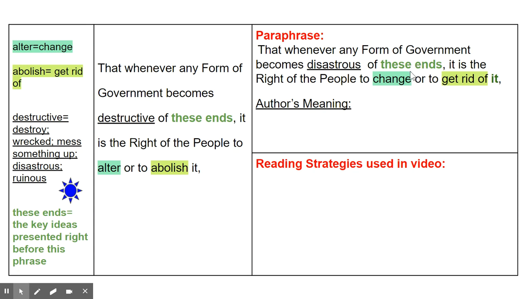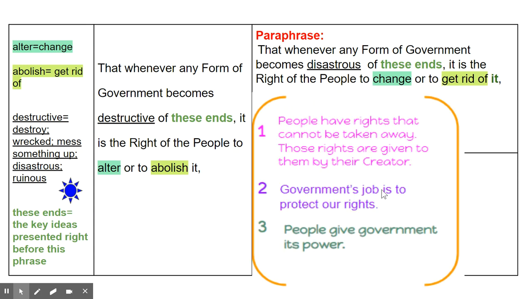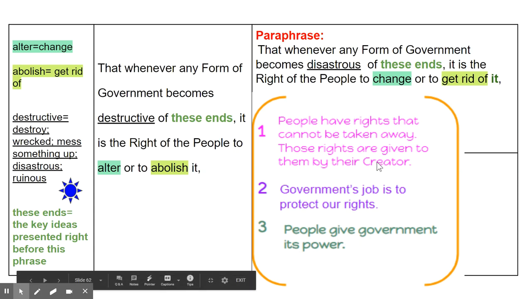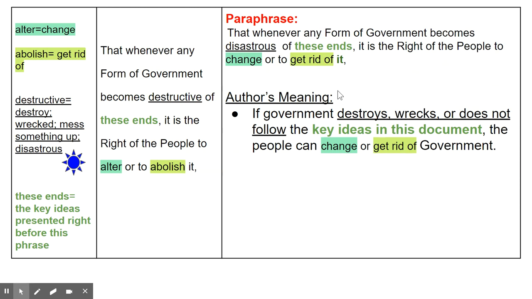And I'm going to substitute it in the paraphrase, that whenever any form of government becomes disastrous of these ends, it is the right of the people to change or get rid of it. Okay? So I need to keep these ideas in mind when I move into author's meaning. So combining that content plus this paraphrase, my first interpretation is, if government destroys, wrecks, or does not follow those key ideas, the people can change or get rid of their government.